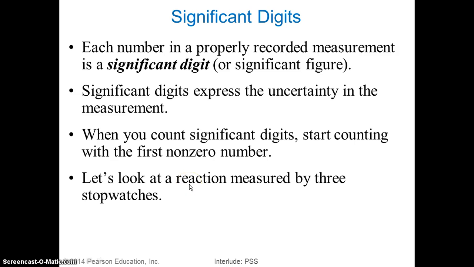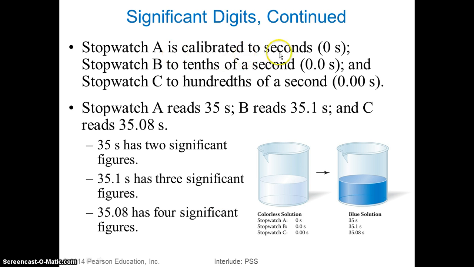Now let's look at a reaction measured by 3 stopwatches. Stopwatch A is calibrated to seconds, 0. Stopwatch B to tenths of a second, which is 0.0 seconds, and stopwatch C to hundredths of a second, 0.00 seconds. Now we start recording this reaction, a colorless solution converting to a blue solution, and we measure with stopwatches A, B and C. Stopwatch A measures 35 seconds, stopwatch B measures 35.1 seconds, and stopwatch C measures 35.08 seconds.